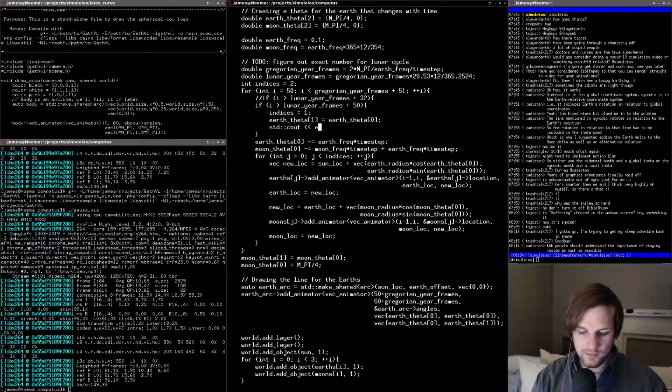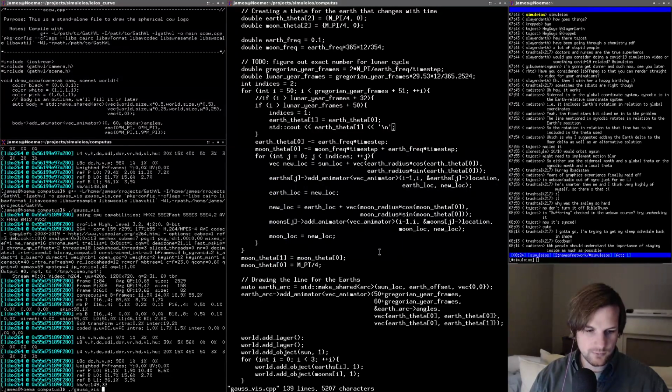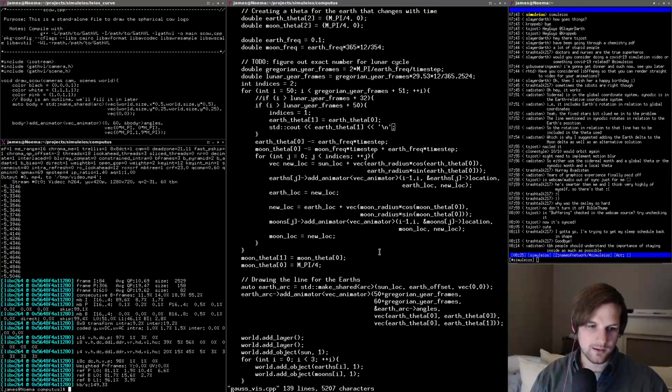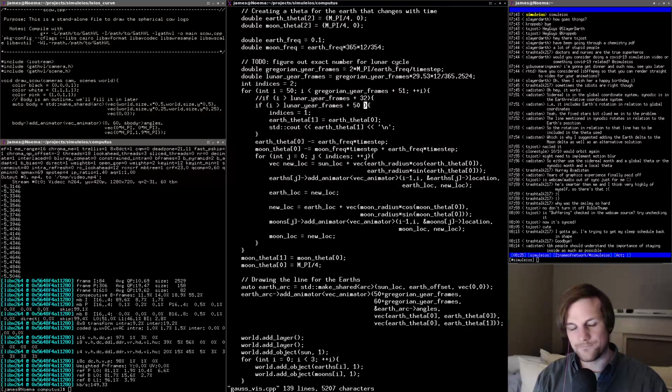So std cout Earth theta. We'll just do Earth theta of 1. I guess it's fine. Okay, so we'll do G++ Gauss visualization. Why did it output? Okay. I understand now. If i is greater than lunar frames, how about we just say if i is equal to lunar frames plus 50. Let's do 51. Why not?